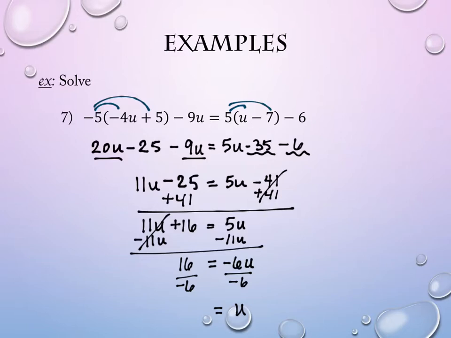Yeah? And the top and the bottom are both even, so I can at least simplify that part of it, right? What is 16 divided by 2? 8. And what is 6 divided by 2? 3. And that's the best we can do in terms of an answer, negative 8 over 3.